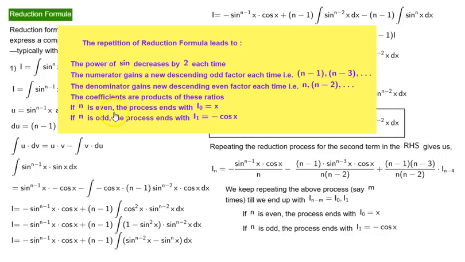And as we have seen, if n is even, the process ends with I0 equal to x. And if n is odd, the process ends with I sub 1 equal to minus cos x. Let us solve two problems. One where the power of sine is an odd number, and one where it is an even number. So let's take the first one. We have I equal to the integral of sine to the power of 5 x dx.